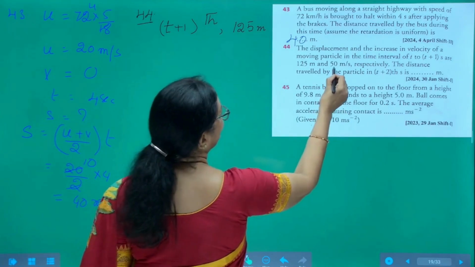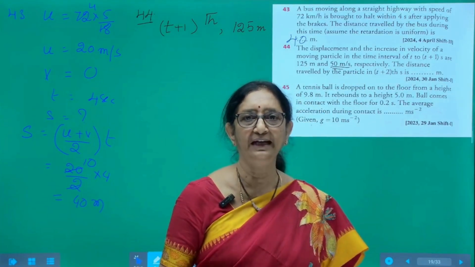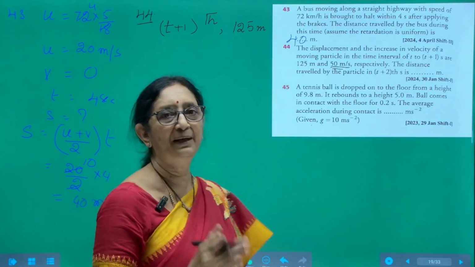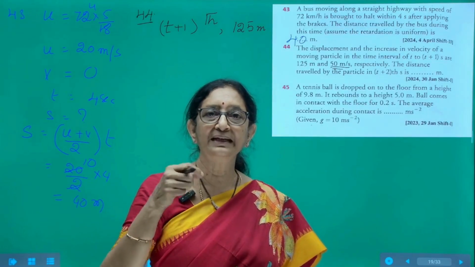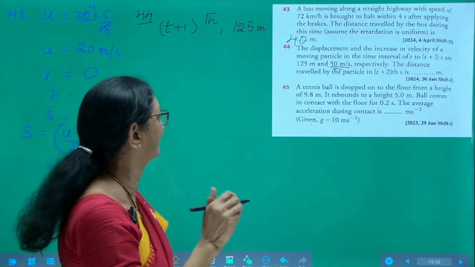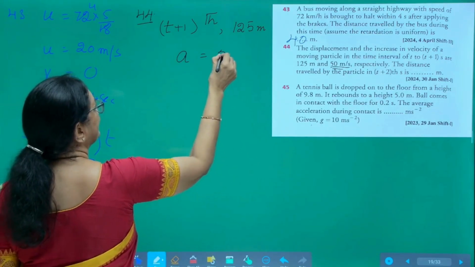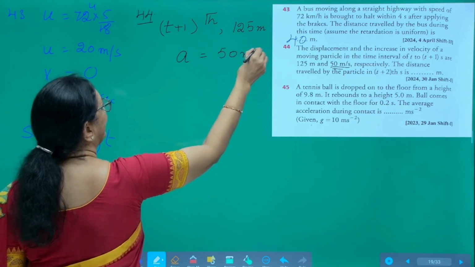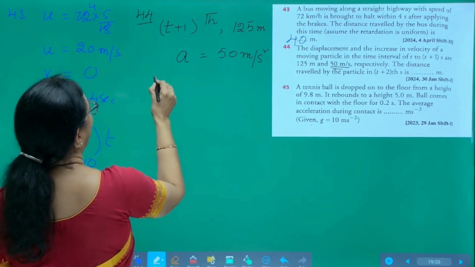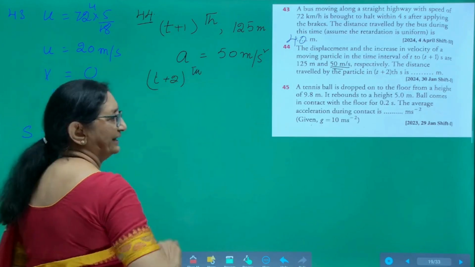And what else is given? The increase in velocity from t to t plus 1 seconds is 50 meter per second. So, increase in velocity per second is nothing but acceleration. So, acceleration of the body is given as 50 meter per second square. Then, the distance travelled by the body in the t plus 2th second.